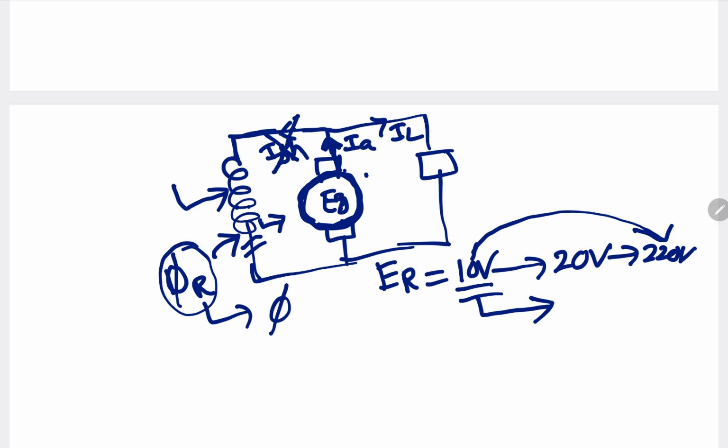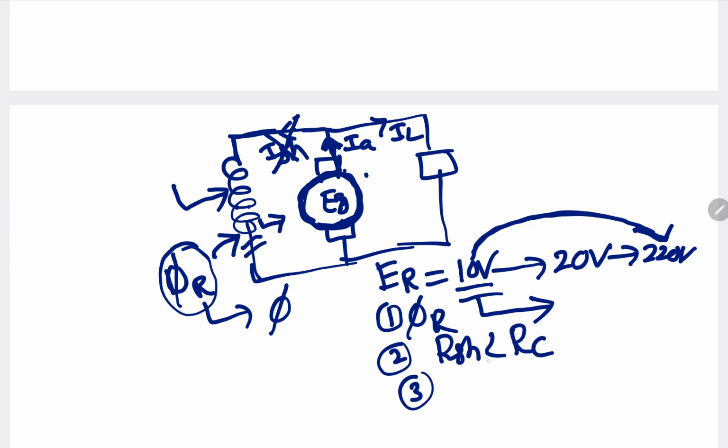For this voltage build-up process in the self-excited DC generator to happen successfully, we must have the residual flux, our field winding resistance must be less than the critical field resistance, and the armature winding and field winding must be connected properly, with the armature rotating in the proper direction so that the induced voltage is more. Whenever these three conditions are satisfied, only then will the voltage build-up process be successful. So this is how the self-excited DC generator works.